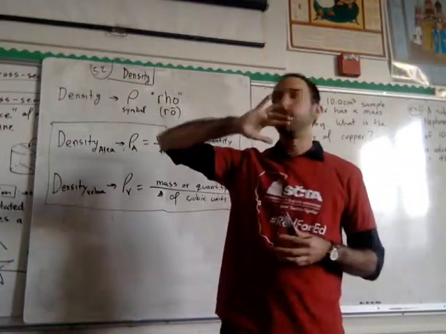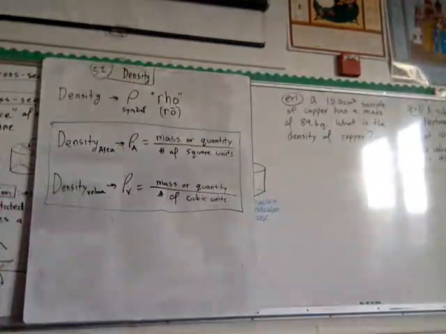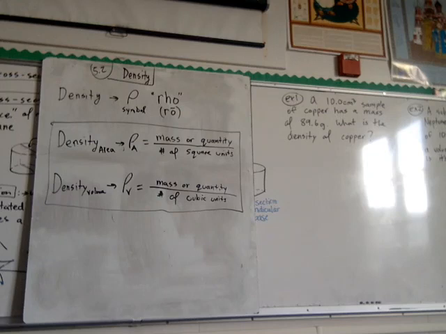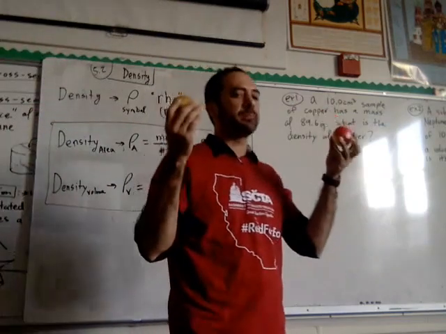Density. Okay, so if I have two objects, I have this beanbag kind of thing, and something like an apple. So I got the apple and I got the beanbag thing. Which one has more density? What would you say? Tell your neighbor which one is more dense. What does it mean for it to be dense?